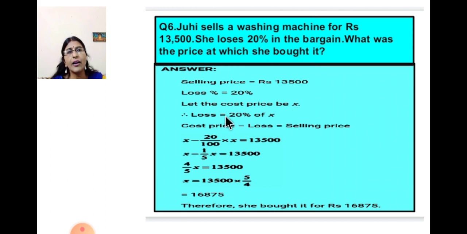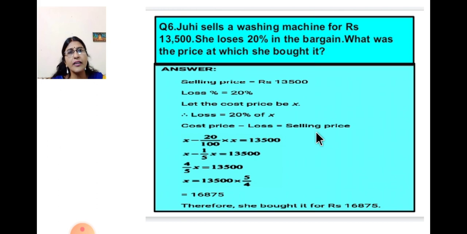Therefore loss will be how much? Now you can write 20% of X. We have seen using the formula of loss percent, how we are writing, we are getting it 20% of CP. So CP is X, so we can write directly 20% of X. Or by using the formula also, you will get the same thing. So 20% of X. And then we know the formula for selling price.